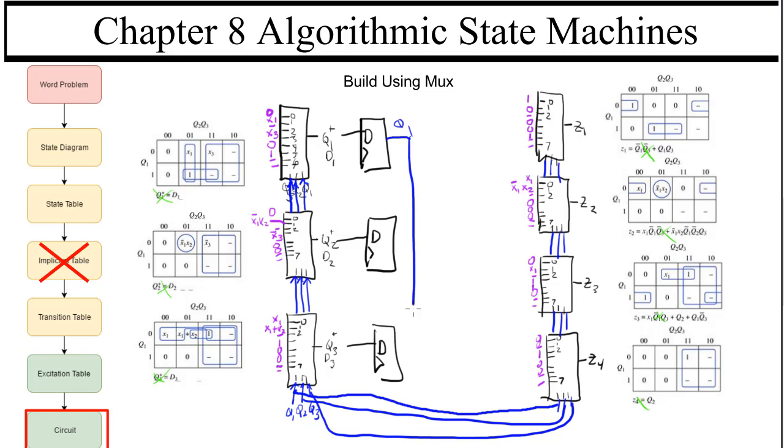So that's going to go down to right here. And then Q2 is going to go to the middle one. And then Q3 is going to go right here. And then we hook up our clock. All right, so all of this is correct.